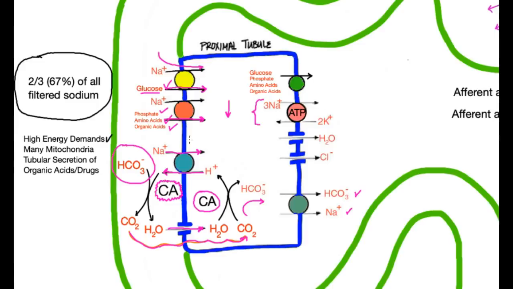Because of the high energy demands, this cell is packed with mitochondria, so it's very sensitive to ischemia, very sensitive to low oxygen delivery, and so tubular cells can undergo necrosis quite easily, maybe a little more easily than other cells in the body. And so the high energy demands mean that this segment is quite sensitive to that and other toxins, because it's also responsible for the tubular secretion of organic acids and drugs.